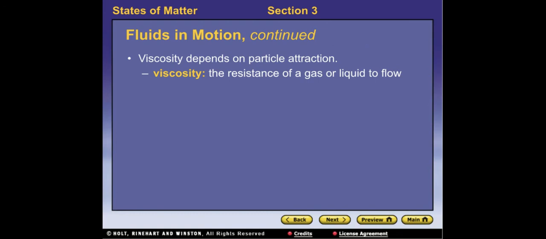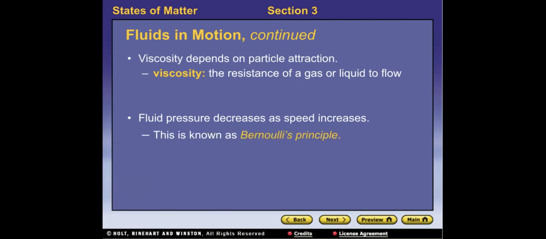So, for example, honey is a really thick fluid. It flows super slow. It's hard to get it to flow, actually. And so it's viscous, versus water, which will flow pretty easily and is not as viscous. Fluid pressure decreases as speed increases, and this is known as Bernoulli's principle.